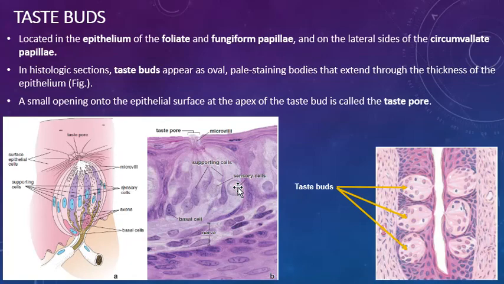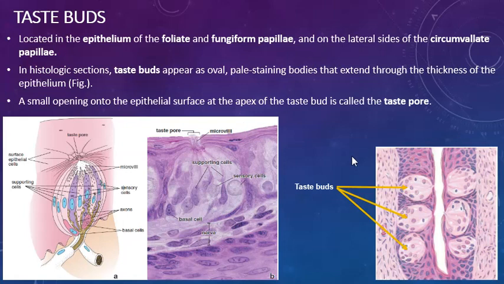Taste bud. Taste buds are located in the epithelium of the tongue. We can see taste buds in foliate, fungiform, and circumvallate papillae.